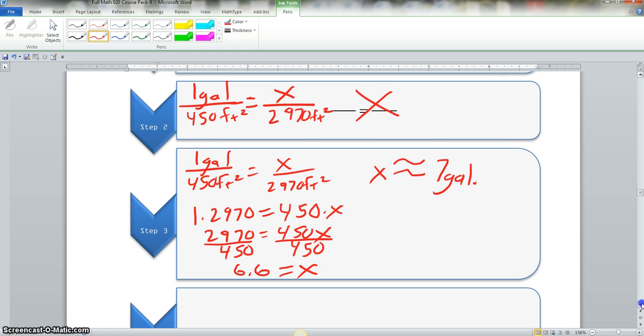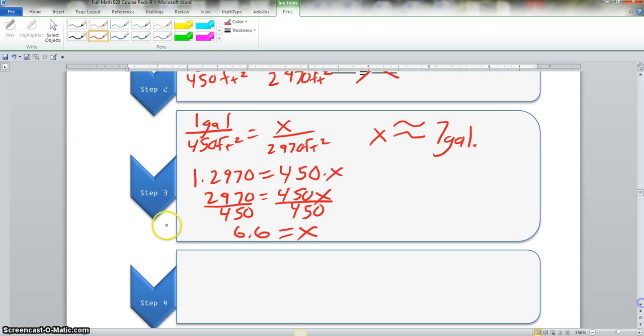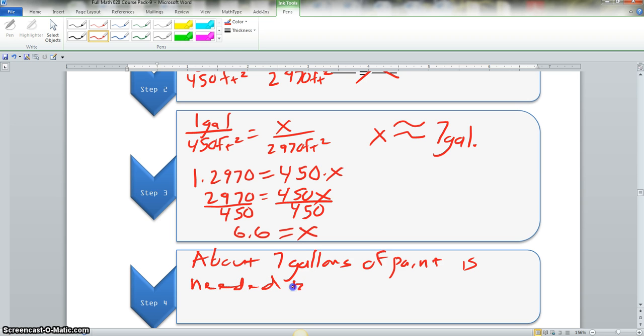So our final answer is about 7 gallons of paint is needed to paint the retaining wall.